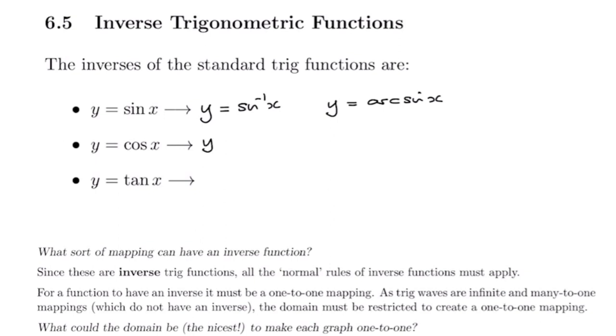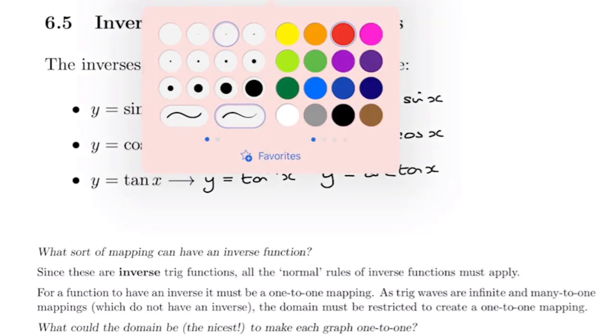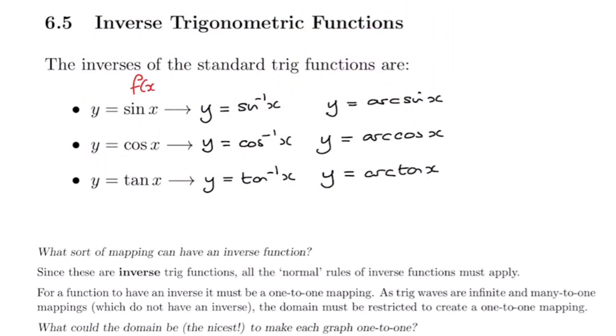Same with cos. The inverse is cos to the minus 1 of x. But again, if you see it written down, you'll see it as arc cos of x. And the inverse of tan, of course, is tan to the minus 1 of x. But again, if you see it written down, you will see arc tan of x. So if these are our trig functions, f of x, these two forms are our inverse functions.